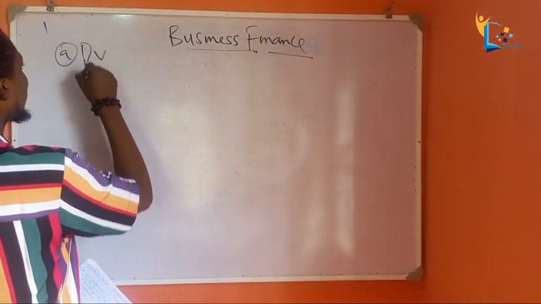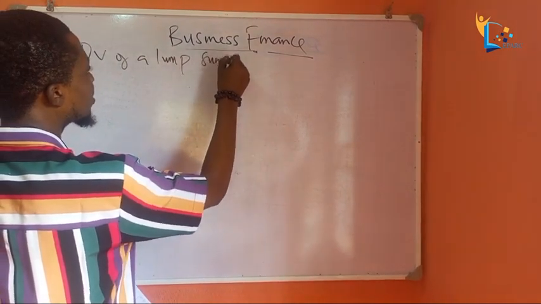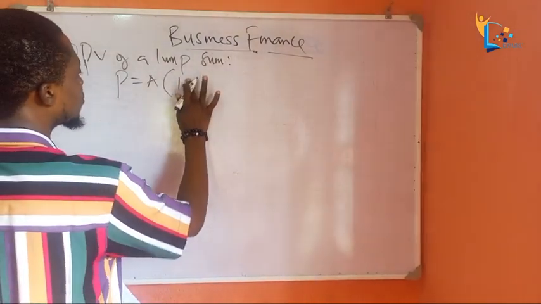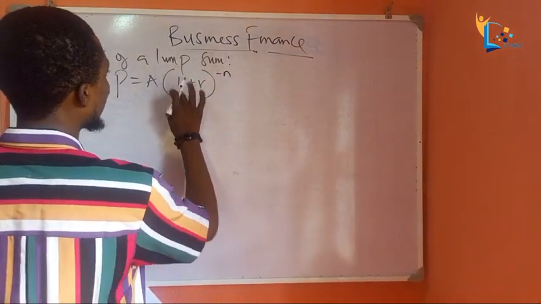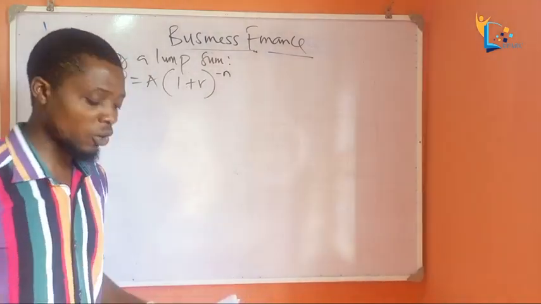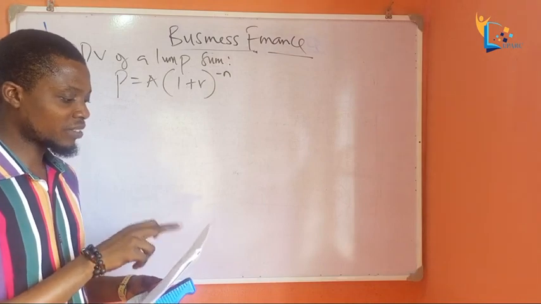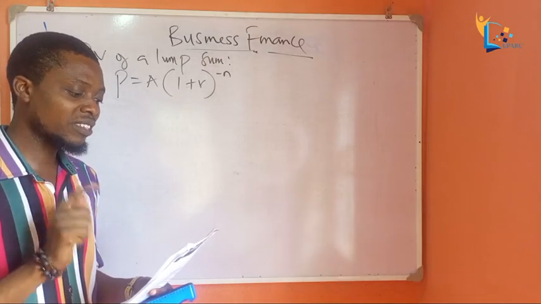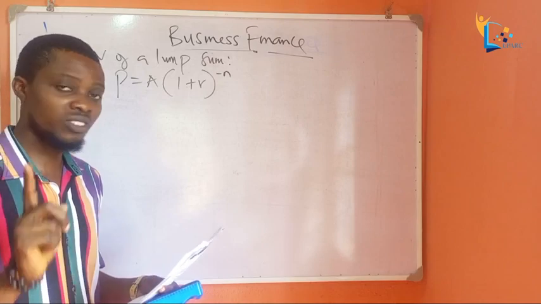present value of a lump sum. Now the formula is given as P equals A(1 + R) raised to the power minus N. That's the present value of a lump sum. Now I have a question here. Mr. Chinedu will receive 500 naira in 3 years' time. The appropriate discount rate is 9%. What is the present value of the money to be received?